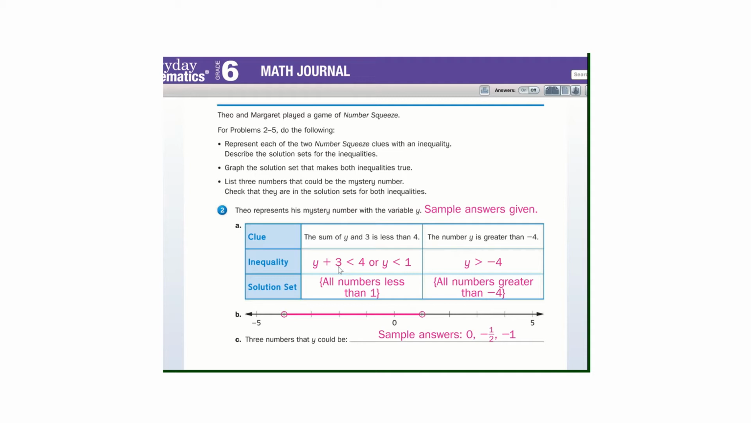So if his mystery number has to satisfy both of those clues, look at letter B and how they did their number line. Open circle on the -4, that's important to have that open circle. And open circle on the 1, and it's anything in between there. Then 3, these are just sample numbers for answers. 3 numbers that y could be: 0, -1, -0.5, -2, -3. Lots of numbers that it could be.